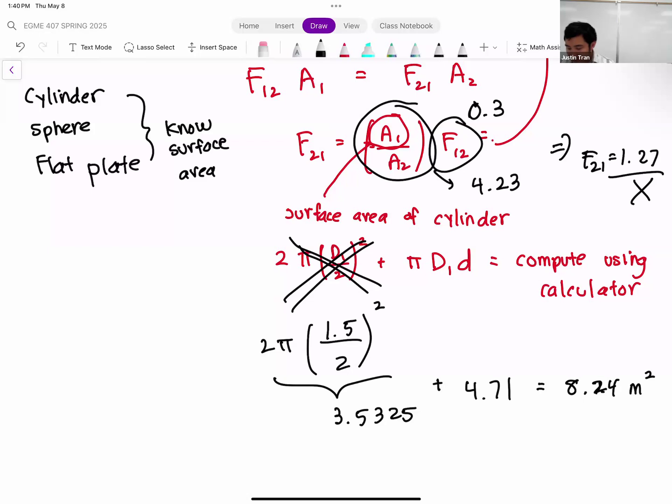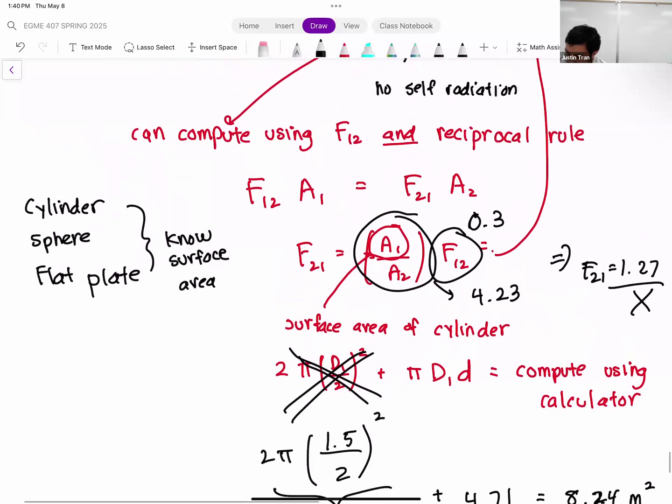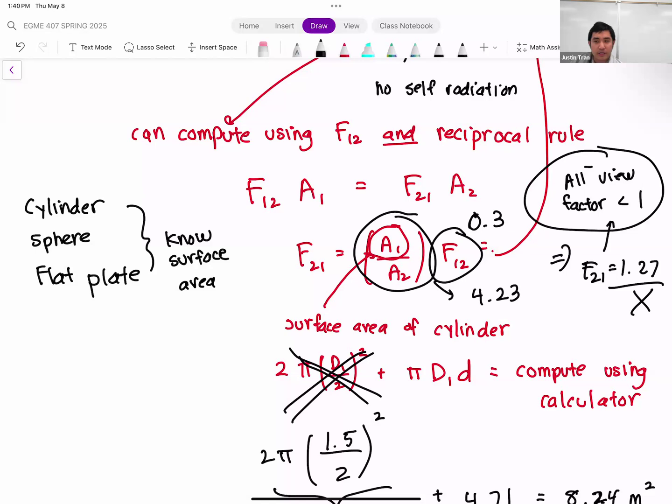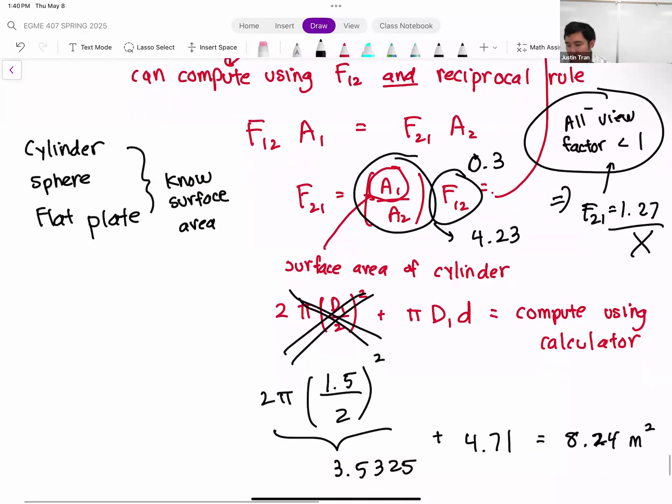After you ignore it, I get a value of 0.72. Yeah, I think that's about right. So all the view factors here should be less than 1. That's one good sanity check that you can do for these problems, to make sure that they're less than 1. Okay, I apologize.